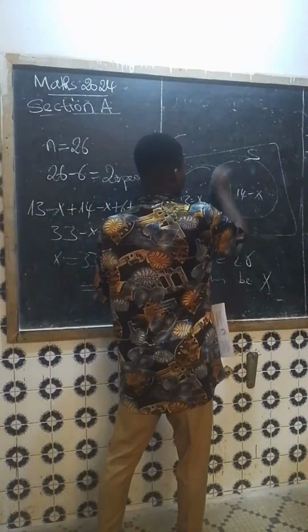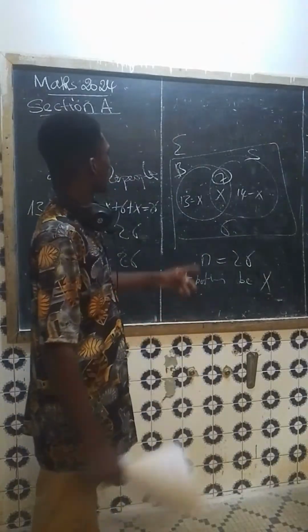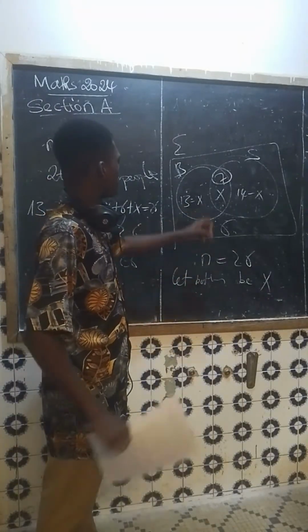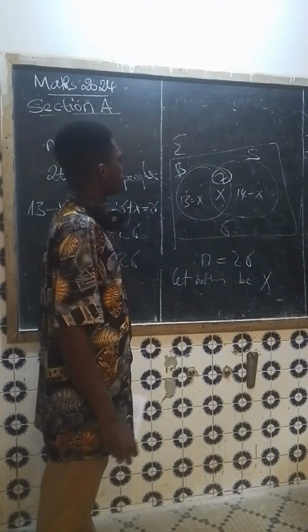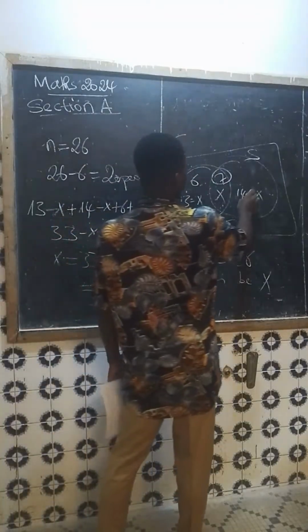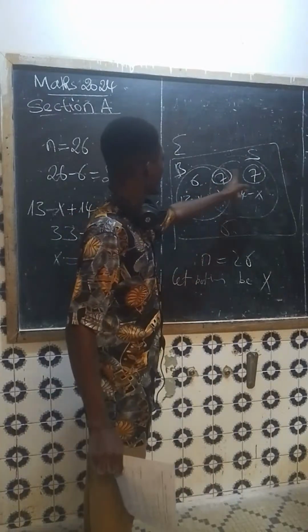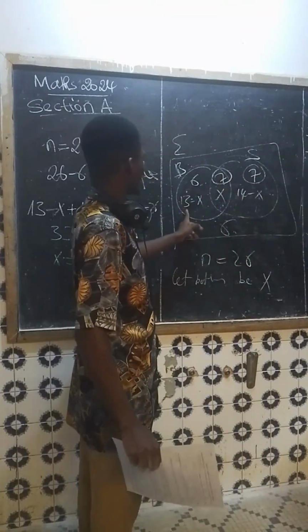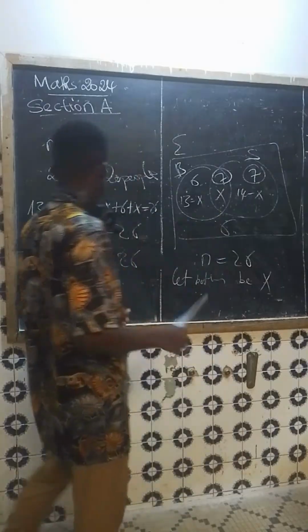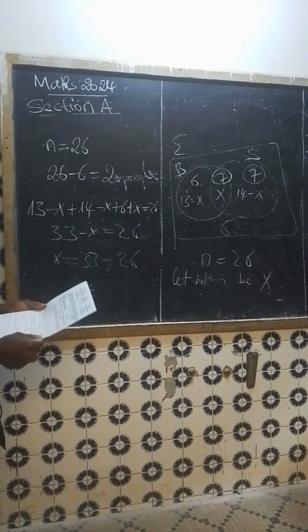Okay, if x is 7, we test the veracity. What's 13 minus 7? 6. And here, 7. What's 7 plus 7 is 14, 6 plus 7 is 13. So the answer 7 is very correct. B.